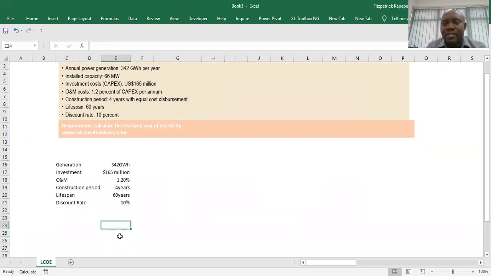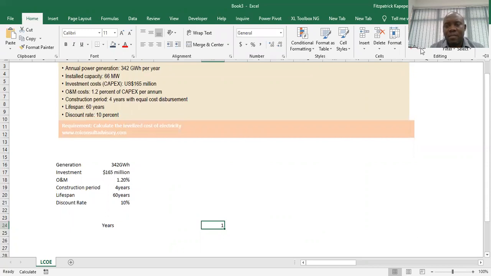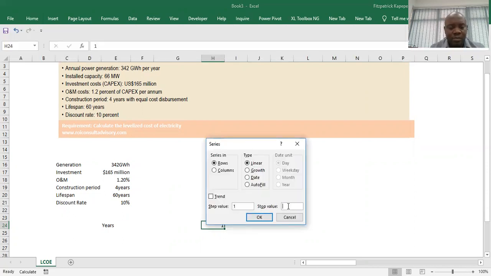So if you're designing a financial model, obviously, you will need to start with your years. Do like this. So you start from 1 up to 60. So it will be up to 64 years. The first 4 years is under construction. Then the operational activities, it is from the fifth year up to the 64th year.